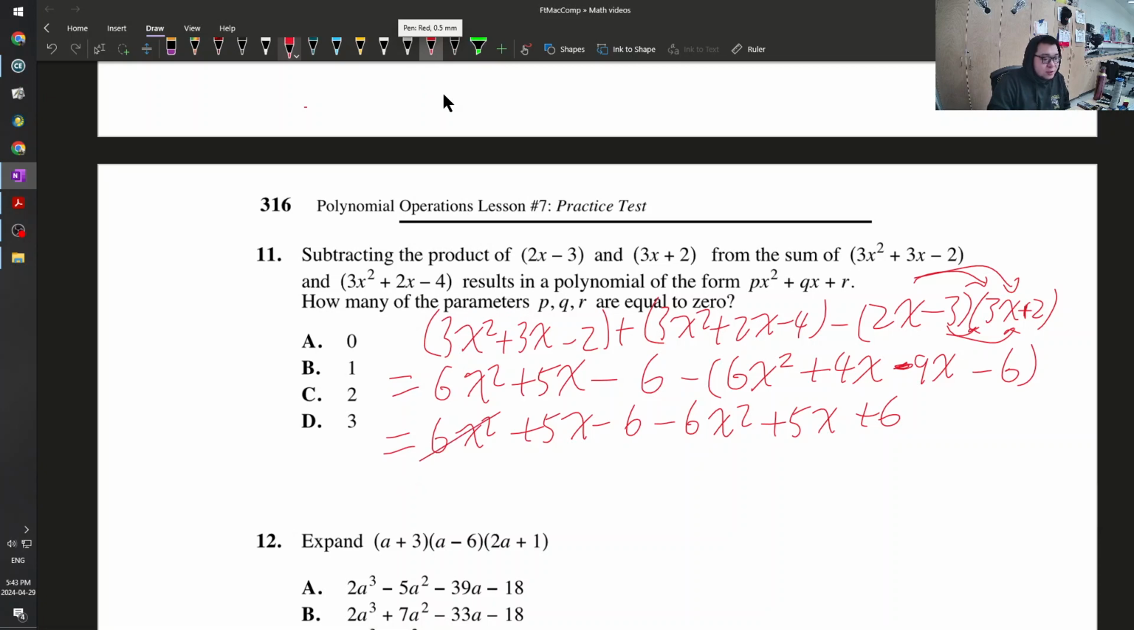Okay, so 6x squared and negative 6x squared cancel out. Negative 6 and plus 6 cancel out. So all we have left is 10x. So that means my P and my R are equal to 0. Therefore, 2 of my parameters are equal to 0.